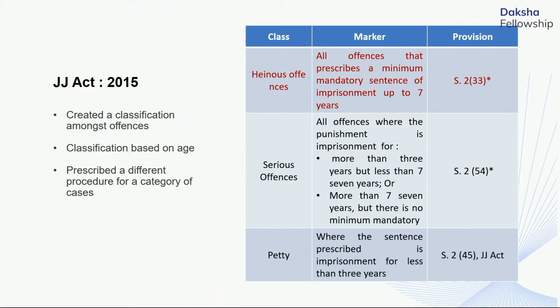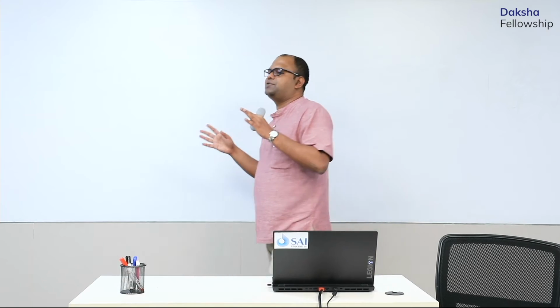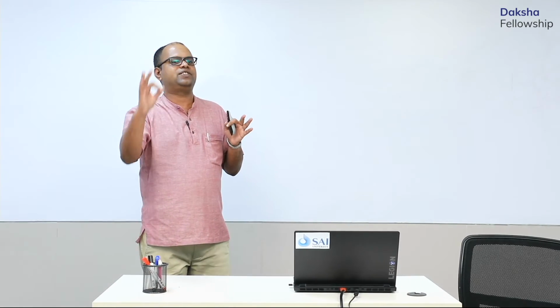Now, if you compare the JJ Act of 2000 and 2015, it's largely the same in terms of institutional structures and how you treat children. But a key difference was that you started making a division, or differential treatment, based on age and the offense that was committed. For one thing, the Juvenile Justice Act of 2015 made 3 categories of offenses.